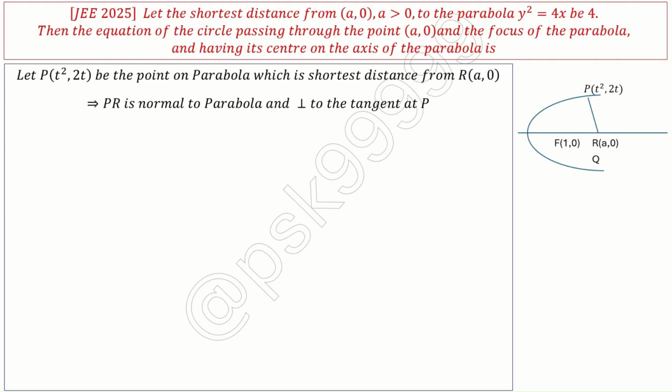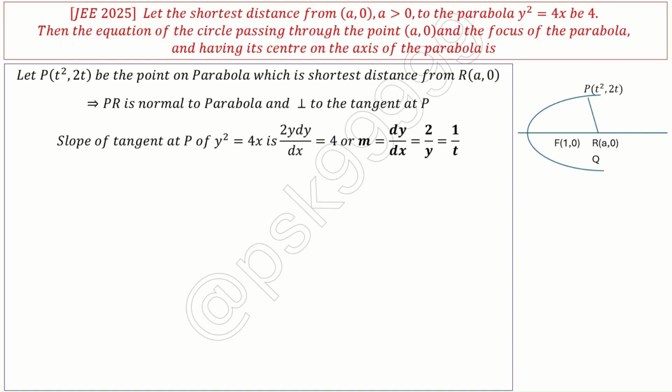Now, how can I find out the tangent at P? One is the slope of the tangent. I can find the slope of the tangent of any curve if you differentiate. dy by dx is nothing but the slope of it. So if I differentiate, I get dy by dx as 2 by y, which is the slope of the tangent at a point. And in this case, the point is (t square, 2t). So y is 2t. If I substitute y as 2t, then I get 1 by t.